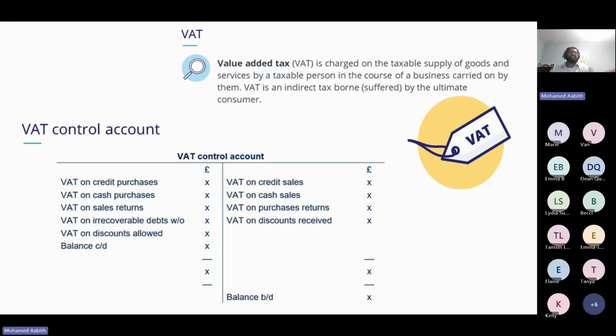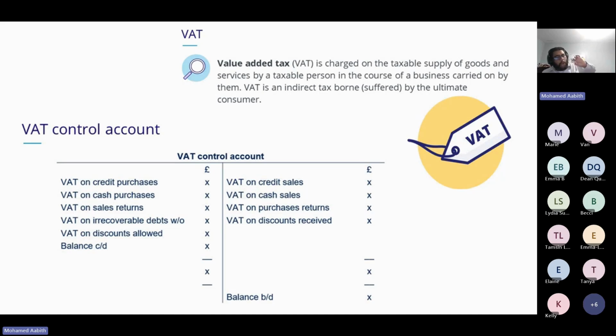So here is an example of a VAT control account. You have probably seen it plenty of times. If I have sales, anything with credit or cash sales, the VAT from those transactions gets recorded on the credit side of the VAT control account. That means that VAT is my output tax.